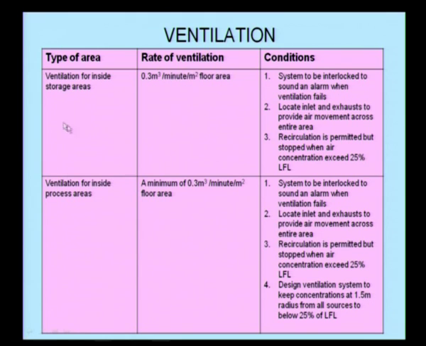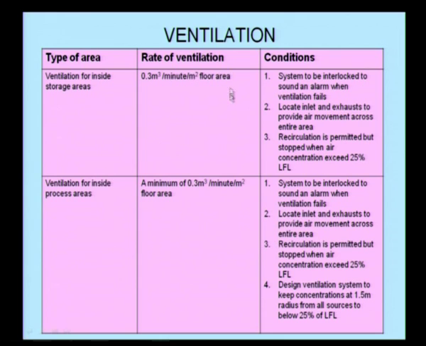For example, if you have a type of area where the ventilation is done for inside storage areas, you have a plant which is enclosed on all the 4 sides, you need ventilation for the inside storage area, then you must provide the minimum rate of ventilation as 0.3 cubic meter of air to come in per minute for every square meter of the floor area. For every square meter of the floor area of inside the storage area, you must permit minimum of 0.3 cubic meter of air to enter per minute.